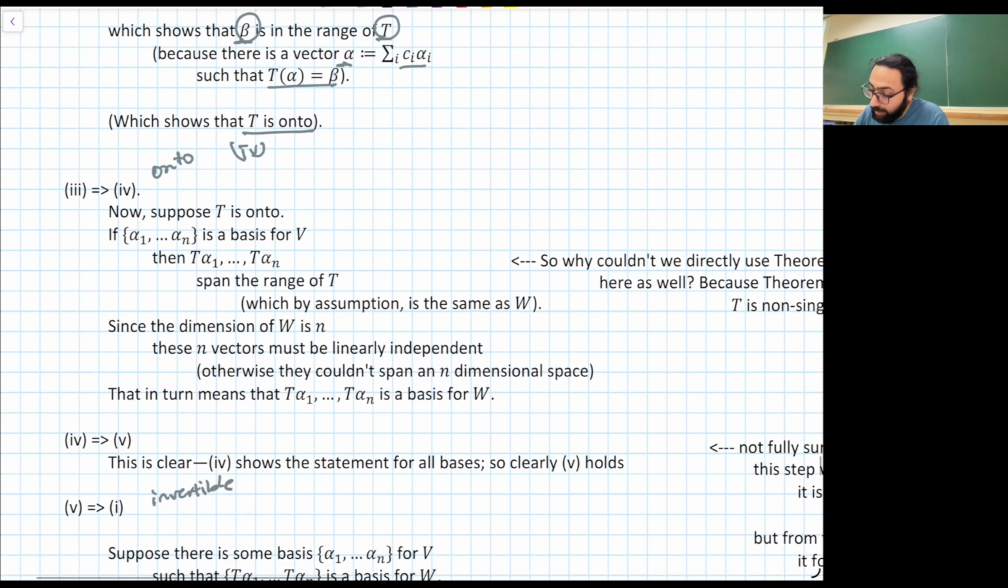Okay. All right. So now let's do the next step. It says from point 3 to point 4. So it says onto.